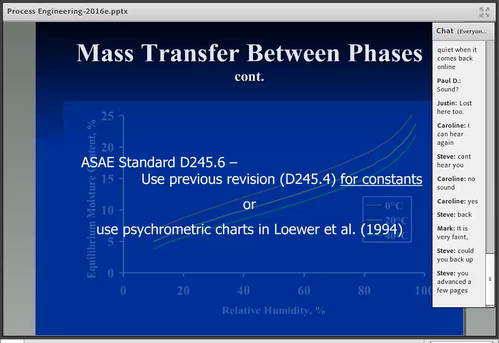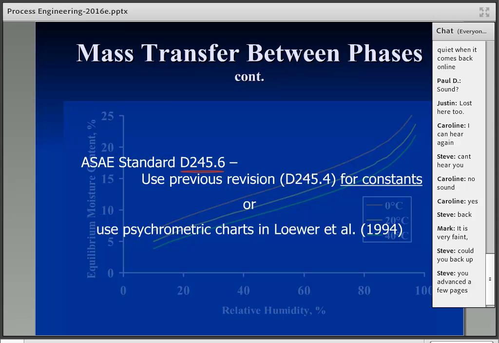And I made this slide. I was thinking about the fact that the newest version of the standard doesn't have a good way to take the constants and make calculations, because it gives 100 different versions of the constants. You don't know what to use. But it does have charts like the one we just showed, and so you can use those charts and pick numbers off the charts. They're not really accurate, but they're probably just adequate for making calculations. So you should be okay using D245.6.